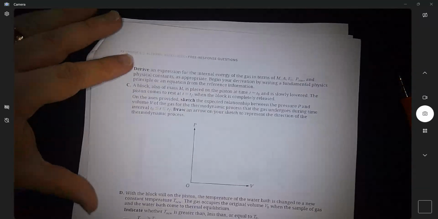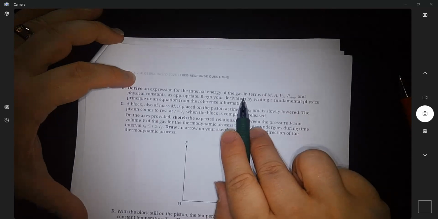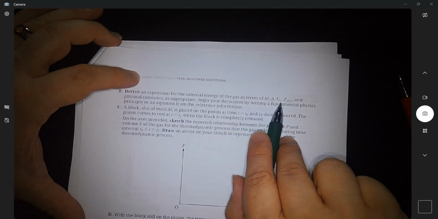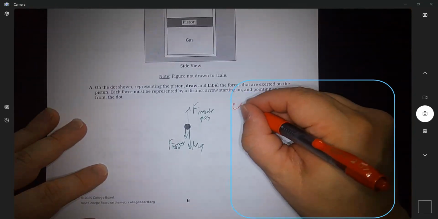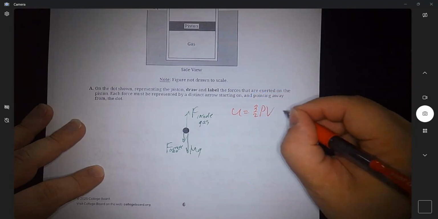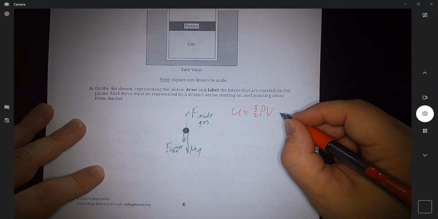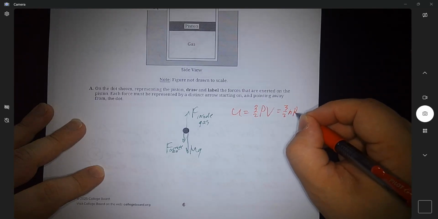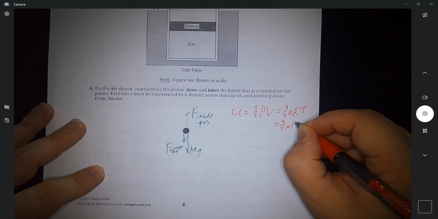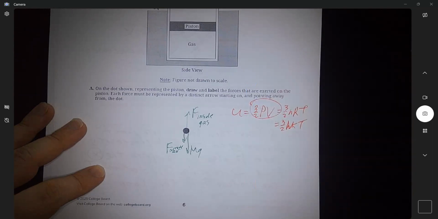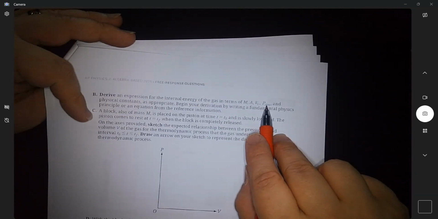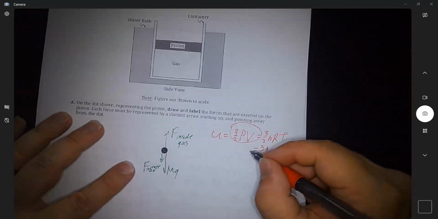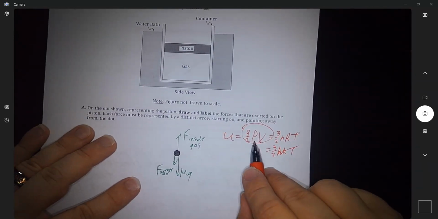I hope so. Okay, derive an expression for the internal energy of the gas in terms of m, A, V naught, P atmosphere, and physical constants as appropriate. Okay, so the internal energy. I know that internal energy is 3/2 PV, and 3/2 nRT, and 3/2 NkT. I think I'm going to be going with this for the moment. So I know the volume. The volume is already in good shape for me, V naught. But what is the pressure going to be?